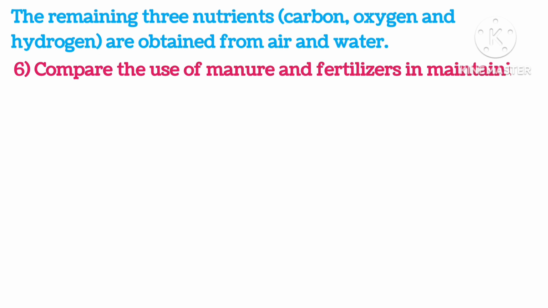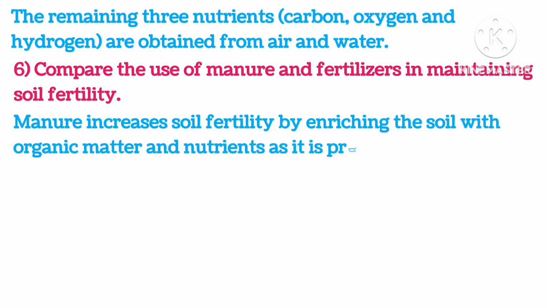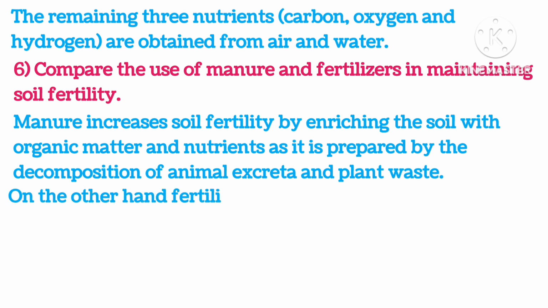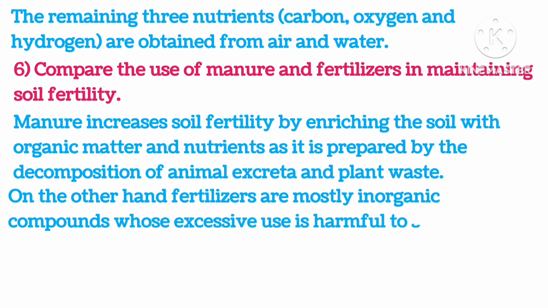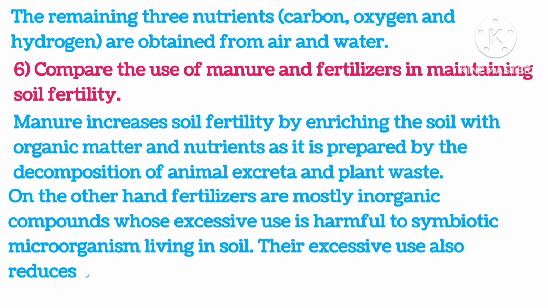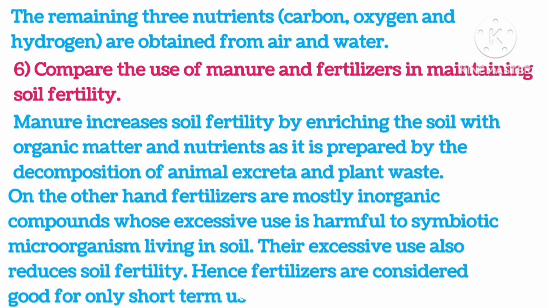Compare the use of manure and fertilizers in maintaining soil fertility. Manure increases soil fertility by enriching the soil with organic matter and nutrients as it is prepared by the decomposition of animal excreta and plant waste. On the other hand, fertilizers are mostly inorganic compounds whose excessive use is harmful to symbiotic microorganisms living in the soil. Their excessive use also reduces soil fertility, hence they are considered good for only short-term use.